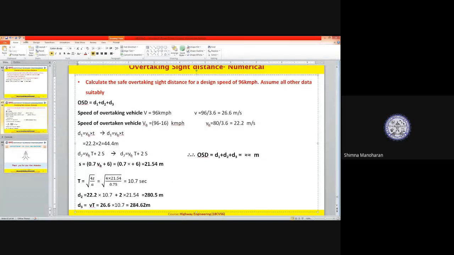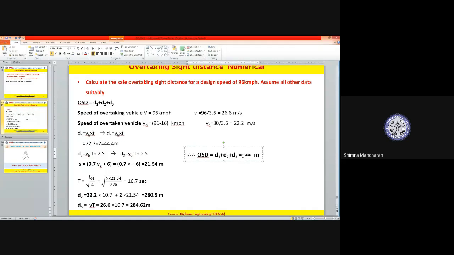Since it is measured in meters, the approximations will be done from here, so slight variations from the answer will be there. If you are referring to any textbook, there will be slight variation. The 10.7 seconds they will be rounding off to 11 seconds, and approximations will start coming from here. It will be taken as 22, etc. Now we will get the OSD value. I will compute OSD for 2 cases.